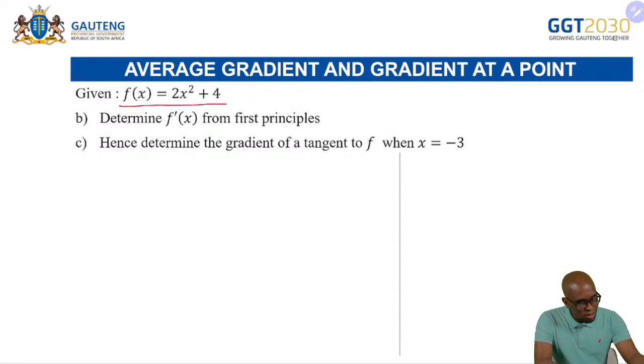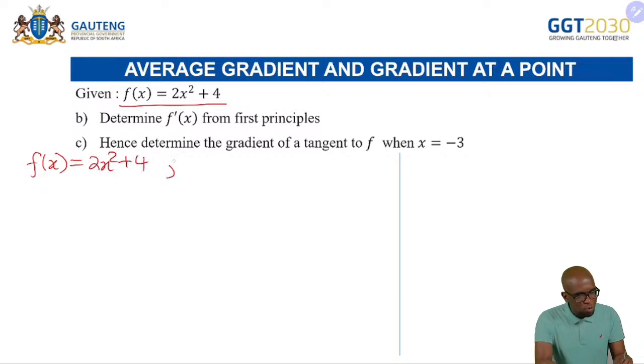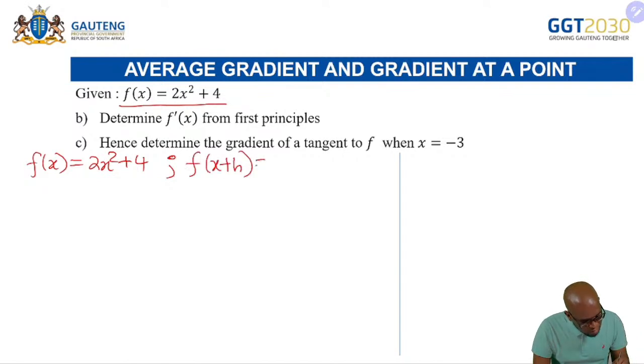I'm doing now the first principles. Now, determine f dash x from first principles. Now, remember, the first thing that we do here, we define f of x as 2x squared plus 4. Now, if we want to define another function that would be useful there, it's a function f of x plus h. F of x plus h.